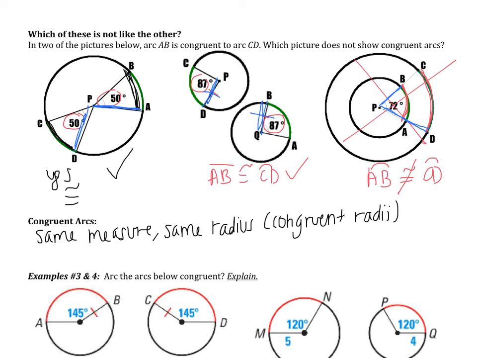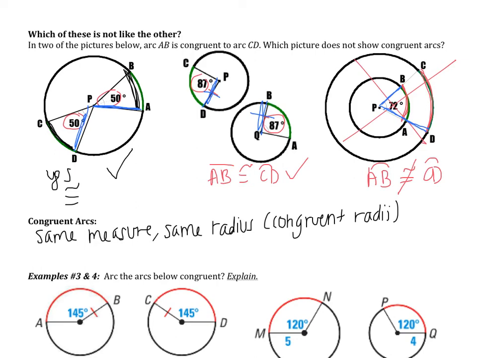That was true in the first two cases. In the first picture, the radii are congruent because they come from the same circle. The second picture, the radii are congruent because they're marked congruent. In the third picture, the radii are not congruent, which is why the arcs are not congruent.